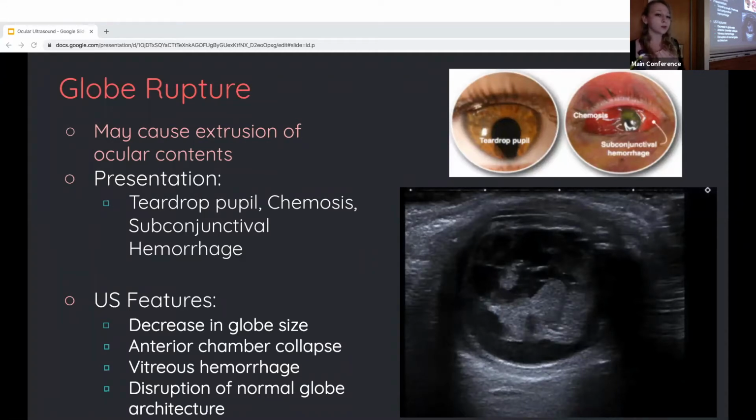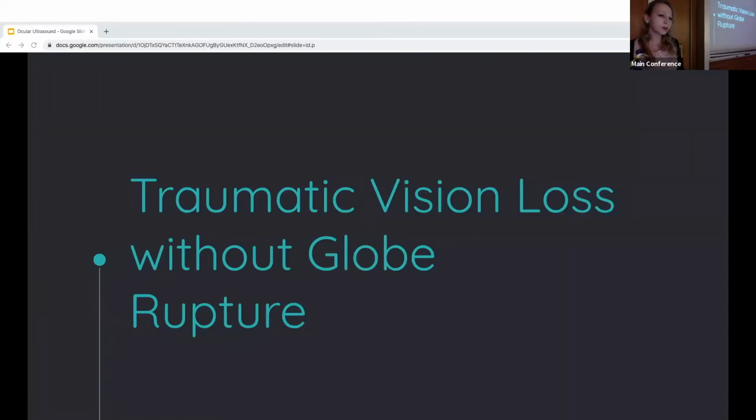But if you do it, you will see this picture, essentially, which compared to normal shows a decreased globe size, shows anterior chamber collapse. So you see the flattening of the anterior chamber, and you see vitreous hemorrhage, so all of that hyperechoic stuff inside the vitreous, and then you see disruption of the normal globe architecture. Less evident here, but in some cases it literally looks like an oval, or there's pieces completely broken off. So now let's talk about the indications for ocular ultrasound.